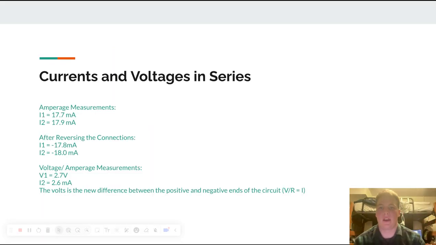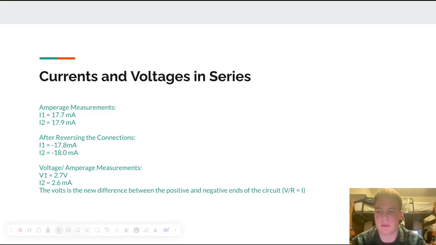Okay, so for our results, first when we wanted to measure the current and the voltages in this series, we found that they were 17.7 milliamps at the 100 ohm resistor, and 17.9 milliamps at the 47 ohm resistor. We reversed the connections, and all reversing connections does is put a negative sign in front of the amperage you got with the first direction. And they should, they're close. The differences are due to errors in the ammeters. They're almost the same thing.